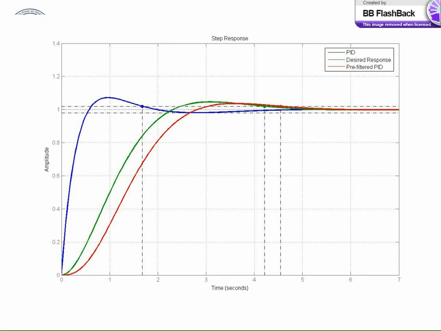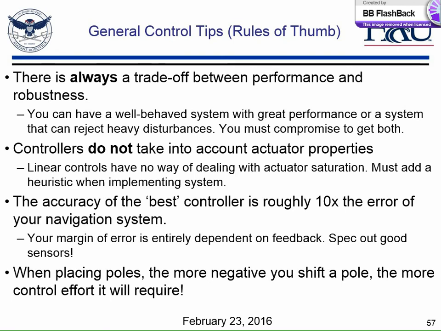So I'm going to conclude now. Only 5 minutes over. It's not too bad. So, general control rules of thumb. There's always a trade-off between robustness and performance. You can't have a well-behaved system with very quick settling time and little overshoot that can also reject heavy disturbances. You've got to make a compromise to get both.